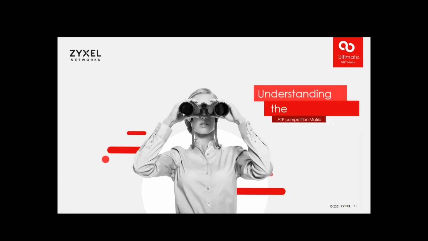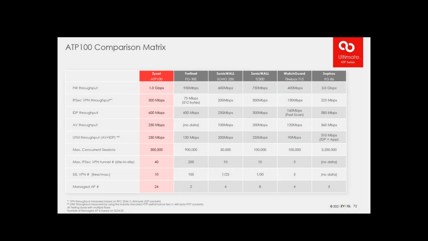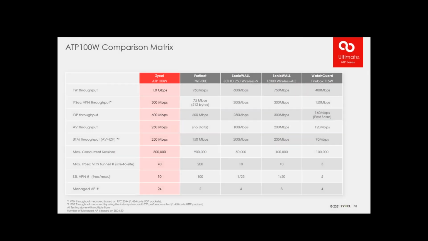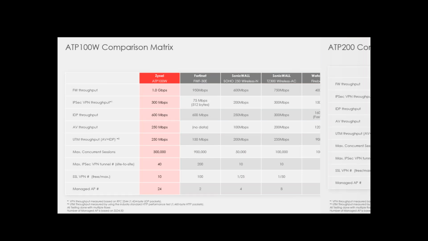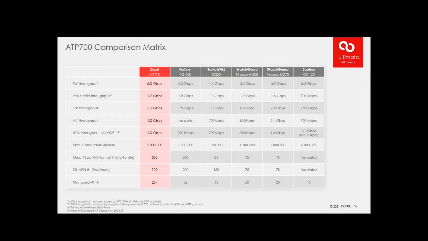And then once again, as you see, a similar kind of description for the competition matrix. Here we go, so ATP 100. As I said, I'm just going through these quickly because I know you're going to get the slides, but you can compare all the features, throughputs, the number of VPN tunnels, and so on and so forth, and make your choice basically, all in the slides. So hopefully this will be a great help.